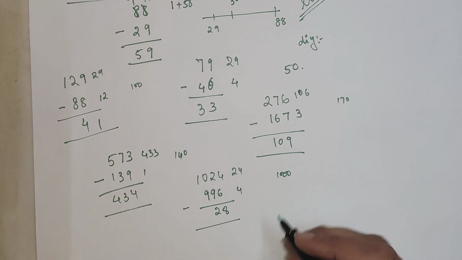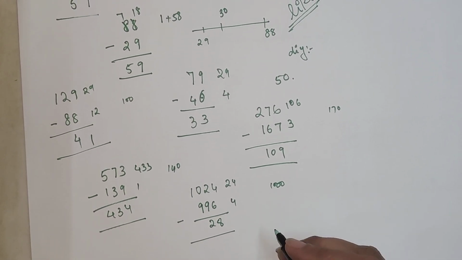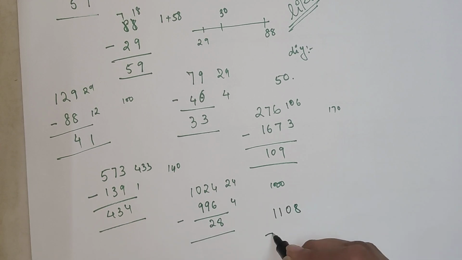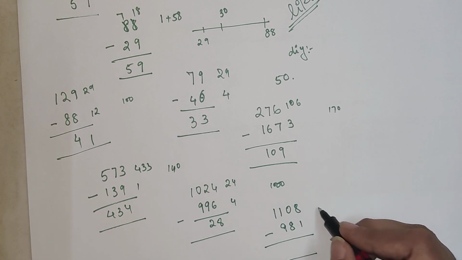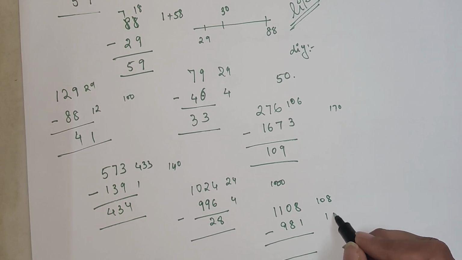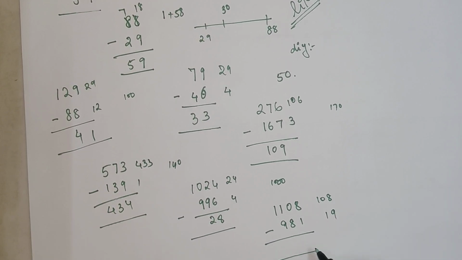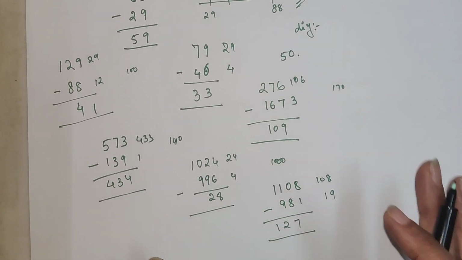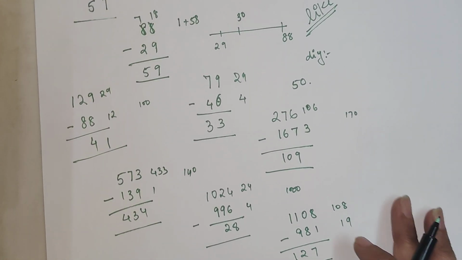Now let's do one more very quickly. We have 1108, and let's subtract 981. So again, this is 108 away from 1000, and this will be 19 away from 1000. So when you add this, we get 127. So I hope you all are getting how easily we are able to do these kind of questions.